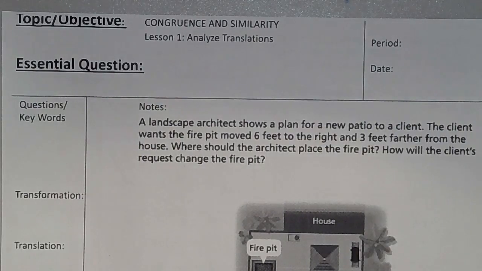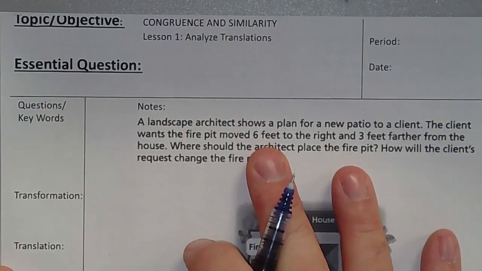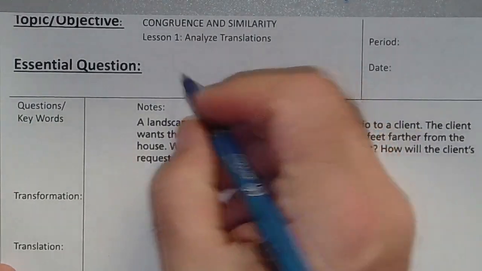All right, let's go. New unit, new me, right? Everything's going to be gold in this unit. So we're transitioning from algebra to geometry. So we're going to talk about translations today.